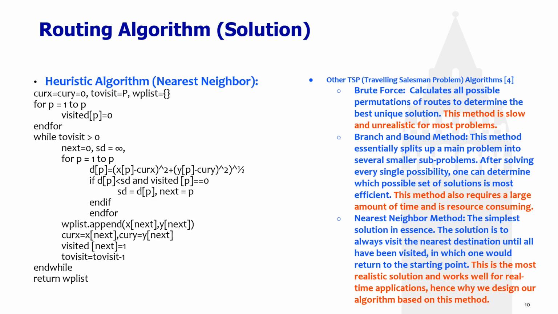There are other ways to approach this problem, such as using brute force to calculate all the possible permutations and then find the best solution. Or you can also use the branch and bound method to find the set of solutions that is the most efficient. However, these solutions are unrealistic as they take time to compute. The nearest neighbor method, which is the method we used, is simply much faster than the other methods, making it the most ideal for this situation.